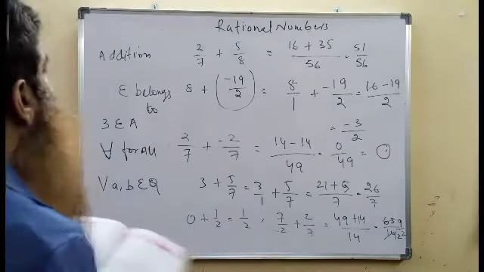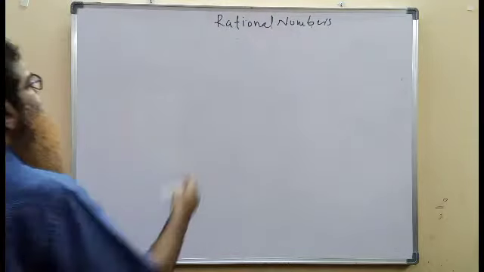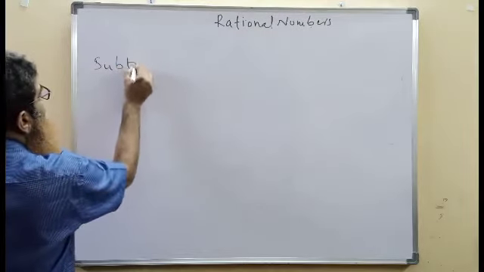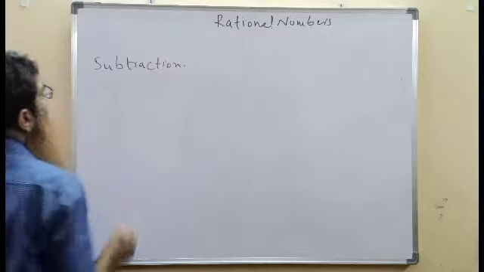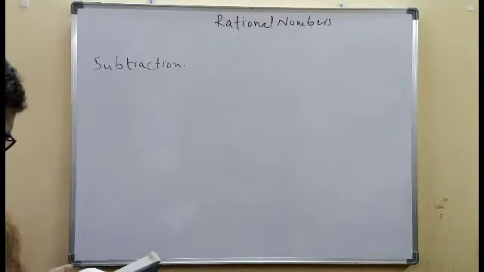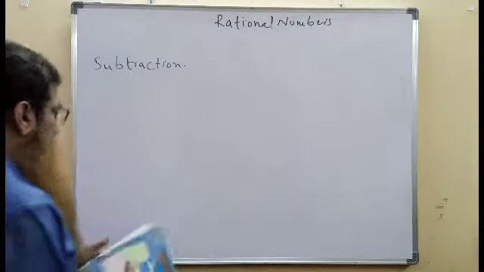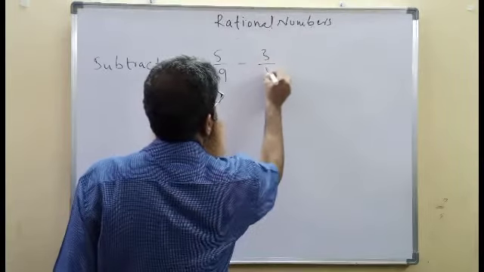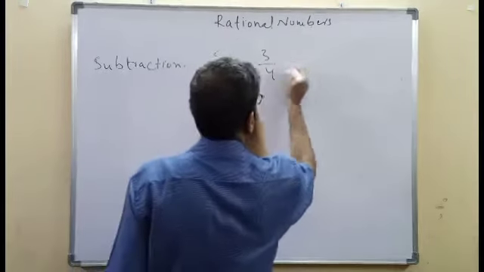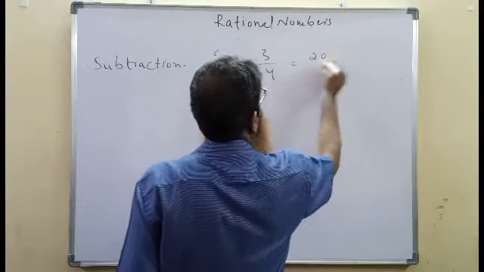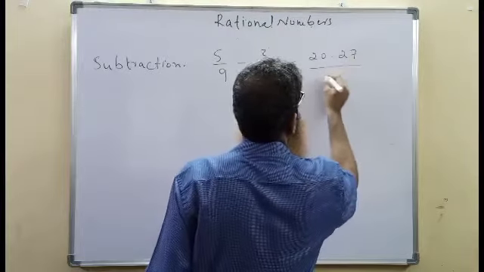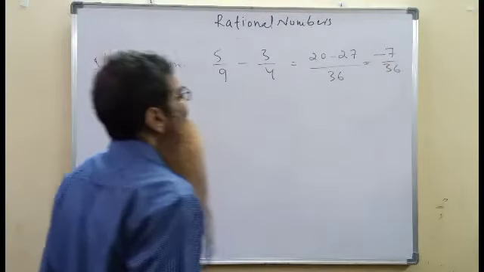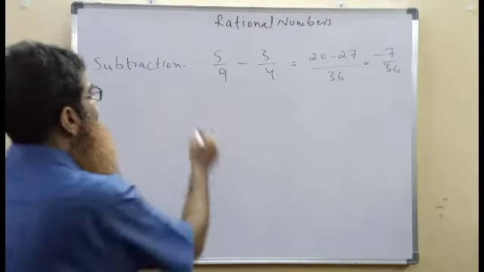We'll learn about subtraction. Now, let's check whether rational numbers are closed or not under subtraction. Consider two rational numbers 5 by 9 and 3 by 4. Let's subtract one from the other. 4 5s are 20, 9 3s are 27, 9 4s are 36. It is minus 7 by 36. It's a rational number. The result is also a rational number.